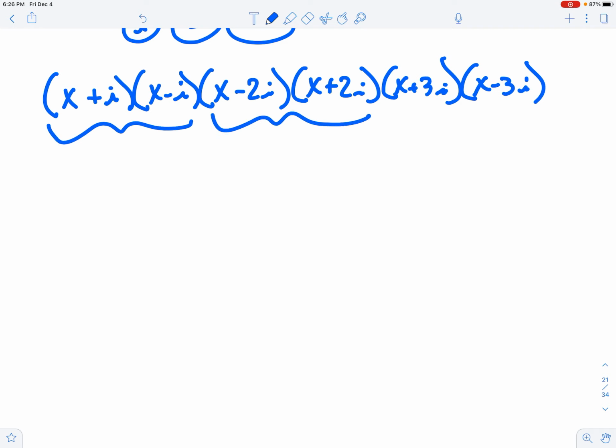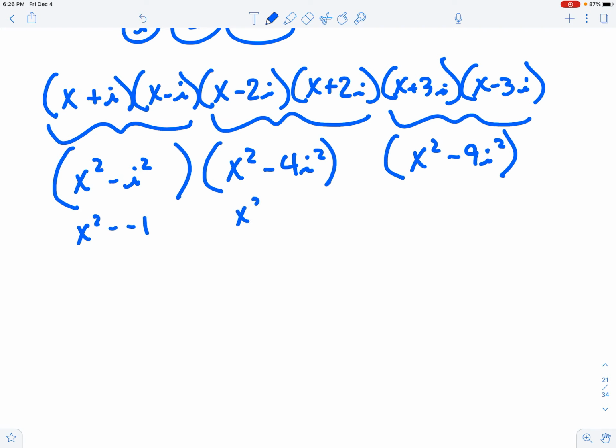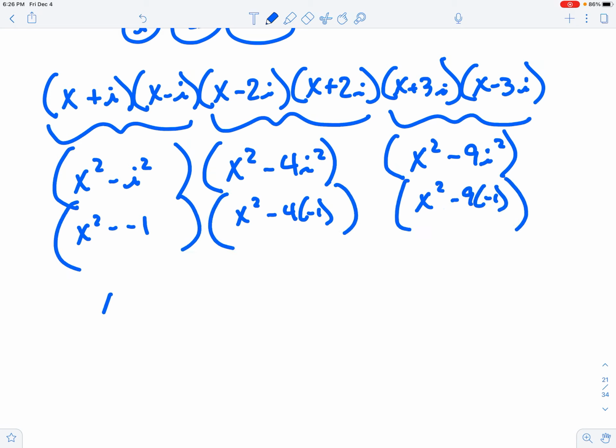So we're going to put these things together in clusters. This is x squared. The minus ix and plus ix cancel out, so you just end up with minus i squared. And over here, you're going to get x squared minus 4i squared. And over here, you're going to get x squared minus 9i squared. And we know i squared equals -1, so this is really just x squared minus -1. This is x squared minus 4 times -1. And this is x squared minus 9 times -1. So let's clean that up and just do x squared plus 1, x squared plus 4, and x squared plus 9.